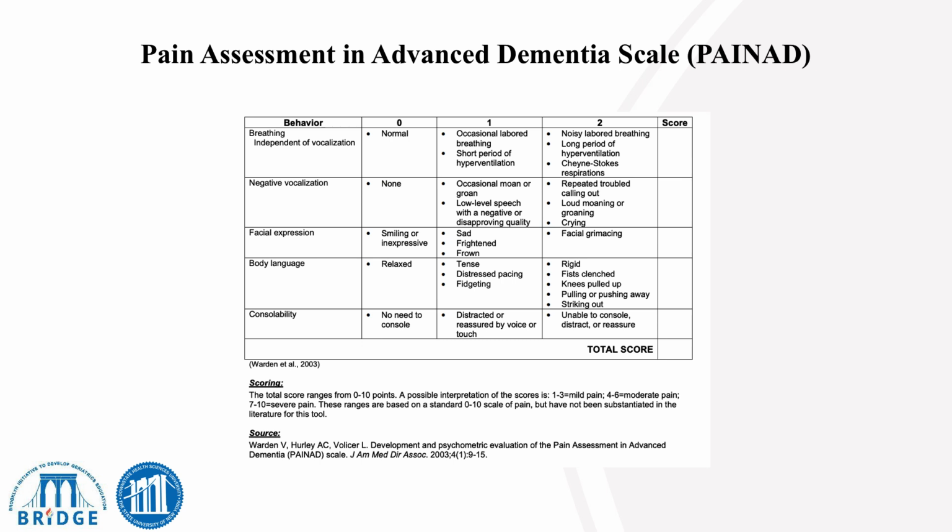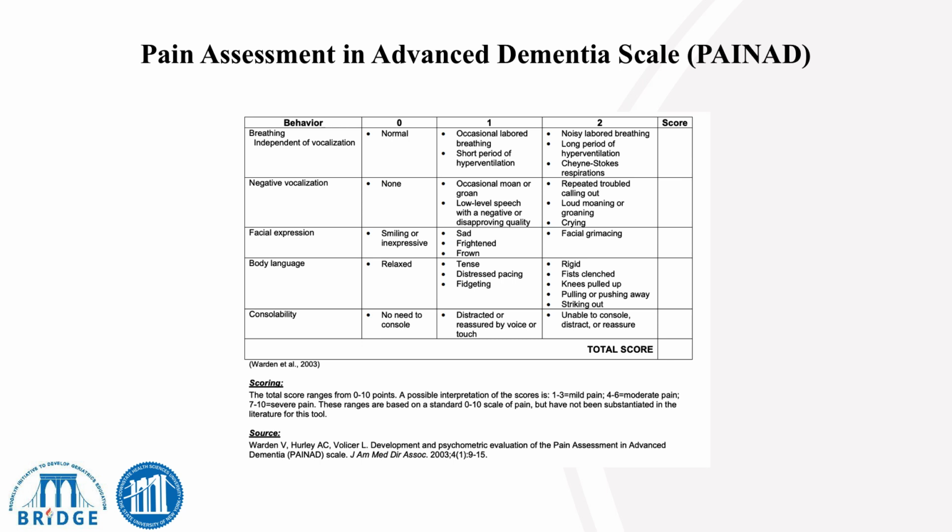Assessing the body language, if the patient's body language is relaxed, 0 points. Patient looks tense, distressed, pacing, and fidgeting, 1 point. And if the patient looks rigid, fists are clenched, knees pulled up, pulling or pushing away, striking out, 2 points. Consolability. If there is no need to console, 0 point. Distracted or reassured by voice or touch, 1 point. Unable to console, distract, or reassure, 2 points.